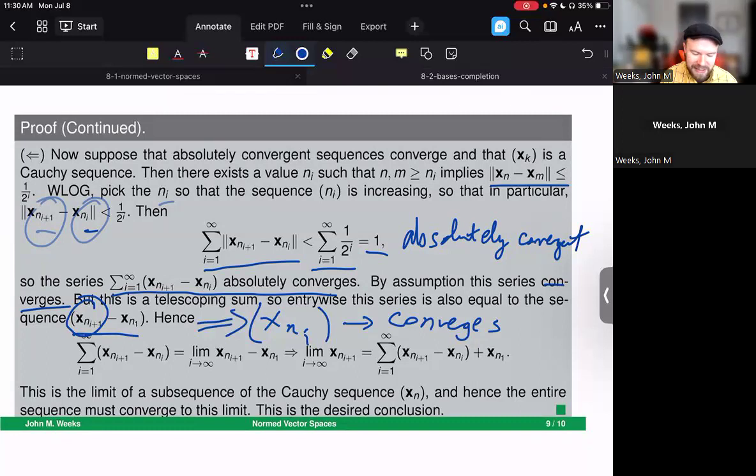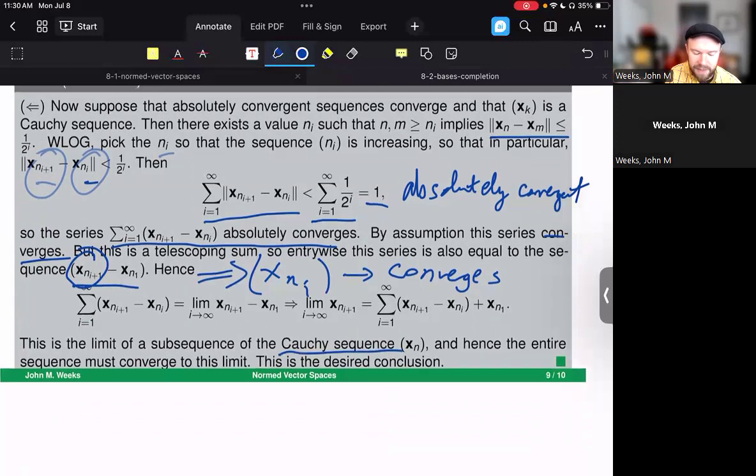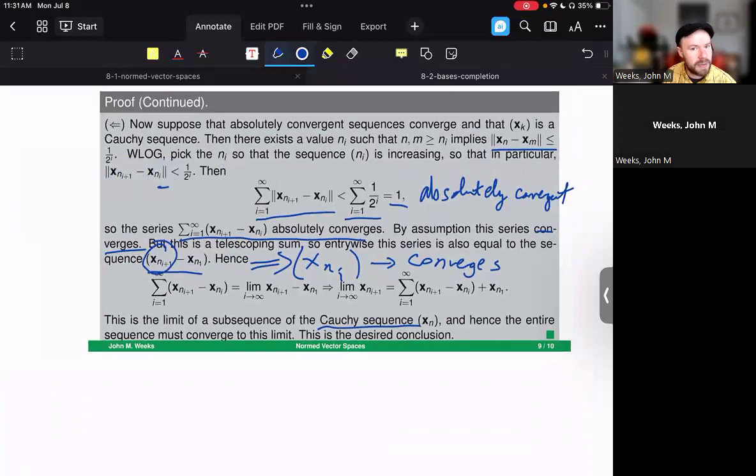And that's the general idea behind what's going on in this line as well, is that this subsequence x sub n sub i should be a convergent subsequence of a Cauchy sequence. And guess what? If you have a subsequence of a Cauchy sequence that converges, then in fact the entire sequence converges.